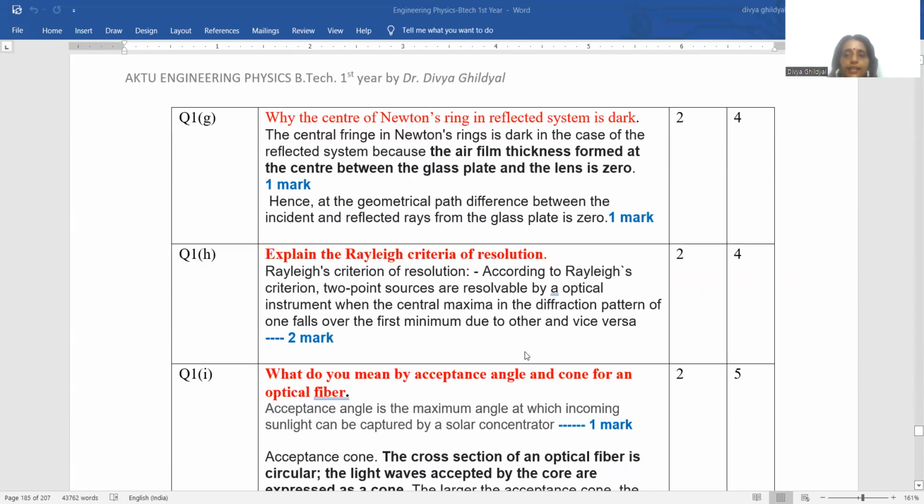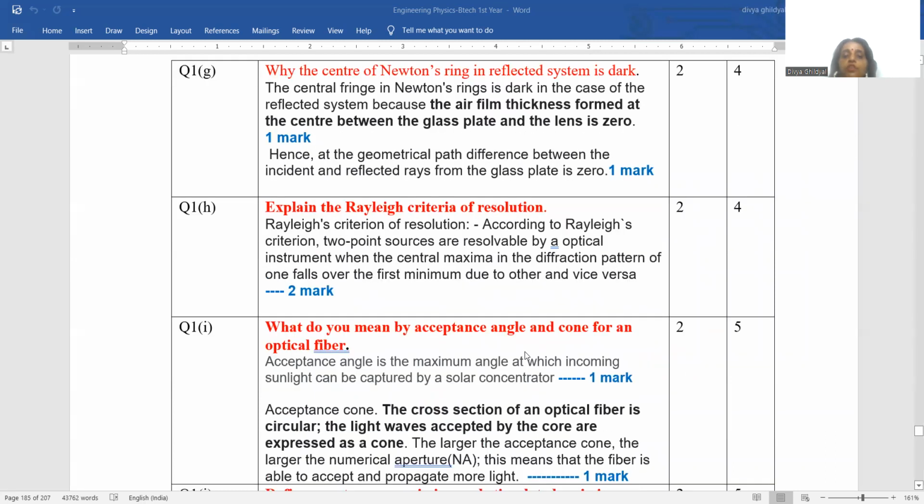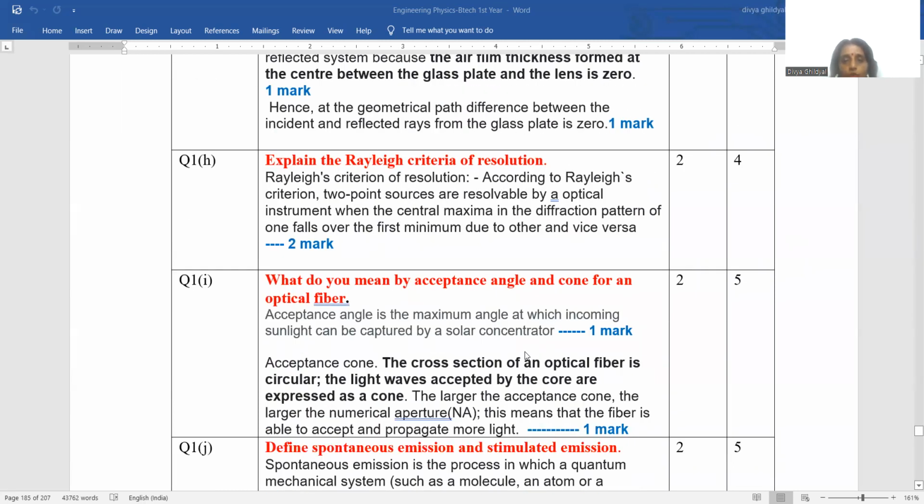Explain the Rayleigh criteria of resolution. Rayleigh criteria of resolution: 2-point sources are resolvable by an optical instrument when the central maxima in the diffraction pattern of one falls over the first minima due to the other, and vice versa. If you want, you can even draw the diagram which I told you when I was explaining this unit.